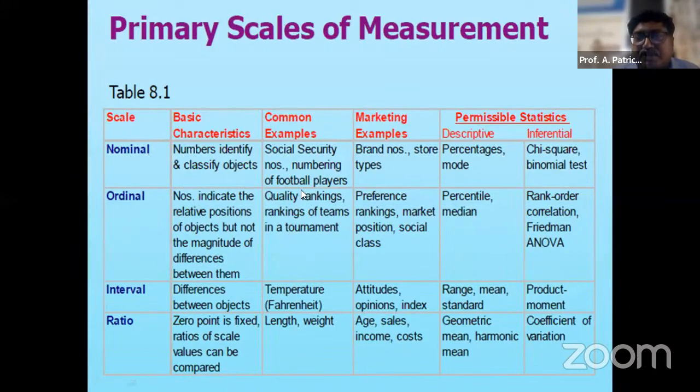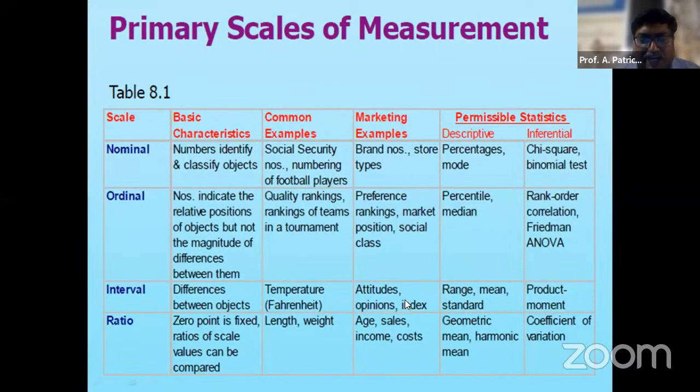So if it is descriptive, I may use percentile, or the entire data can be divided into 2 halves using a median. Or I talk about rank order correlation, a Friedman test, or an ANOVA. Then if it is interval kind of data, see, today I opened papers, it said what is maximum, what is minimum. 17 degrees is minimum, 30 degrees is maximum. I can only find range.